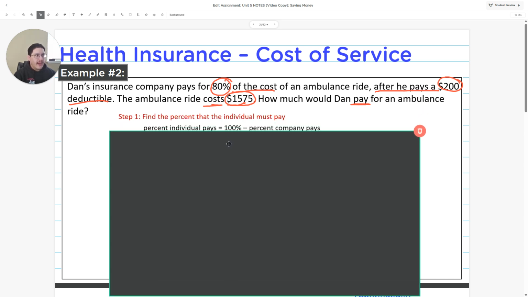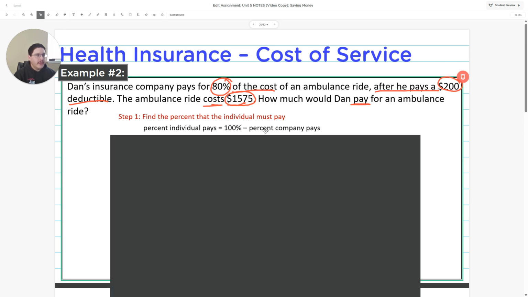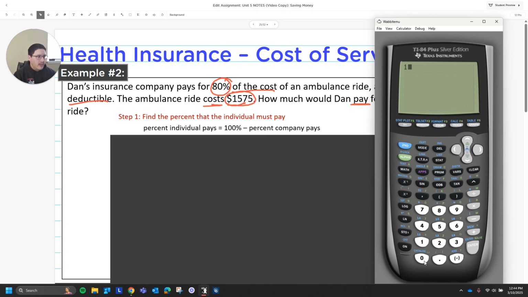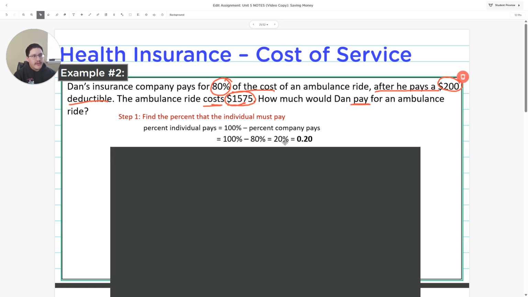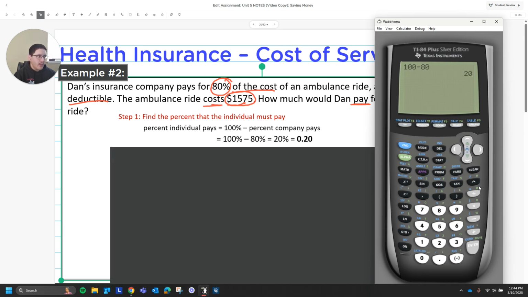Find the percent the individual must pay, which will be 100% minus whatever percent the company pays, which we know is 80%. So if you don't know how to do this, just simply type it into the calculator, 100 minus 80, and we know that Dan will have to pay 20%. If we turn it into a decimal, like in our previous problem, this is 0.2. How do you turn it into a decimal? Move the decimal point to the left twice, and then you'll restate it as 0.2, or divide the 20% by 100 to change it from percent to decimal.